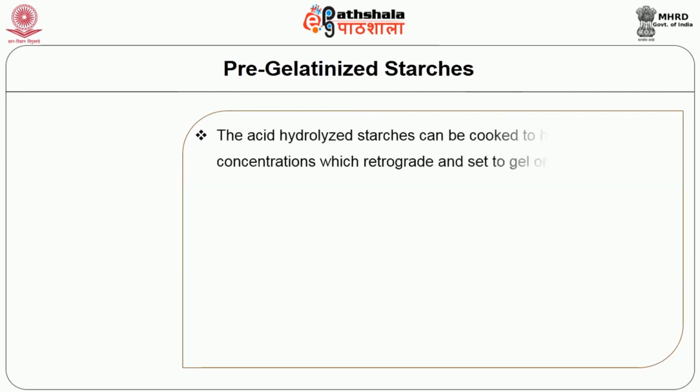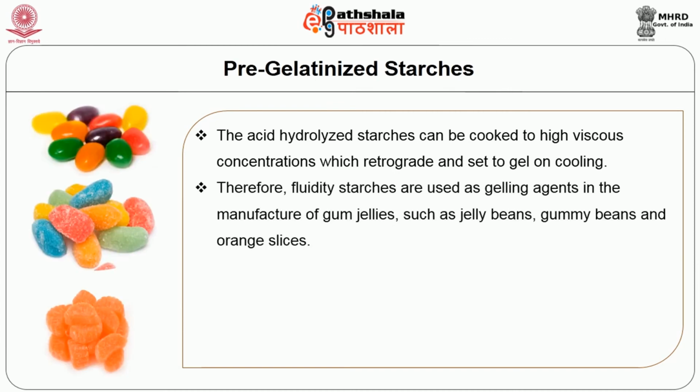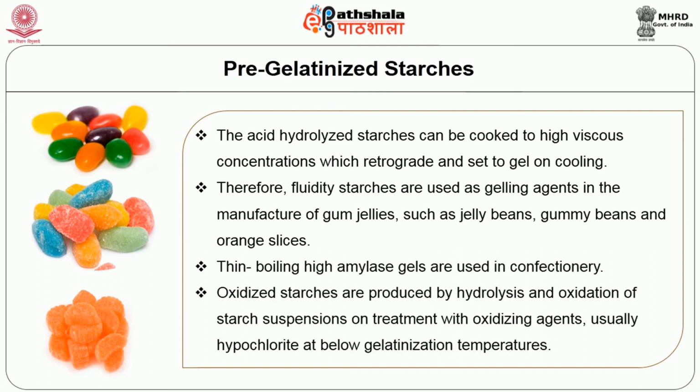The acid hydrolyzed starches can be cooked to high viscous concentrations which retrograde and set to gel on cooling. Therefore, fluidity starches are used as gelling agents in the manufacture of gum jellies such as jelly beans, gummy beans and orange slices. Thin boiling high amylose gels are used in confectionery.